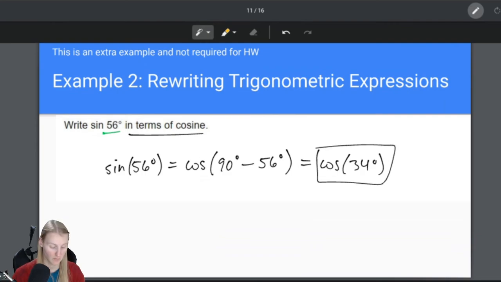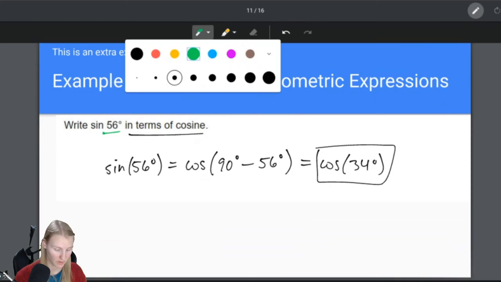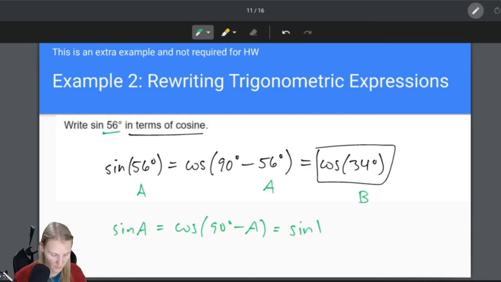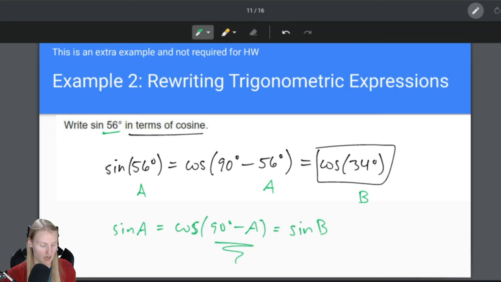And now we are in terms of cosine. There you go. It was as if this was our angle A, and then this was our angle B, because remember that sine of A is equal to cosine of 90 degrees minus A, which is equal to cosine of B. Oops, it says cosine over there. So if ever you want to switch from sine to cosine, all you have to do is that 90 minus A there.